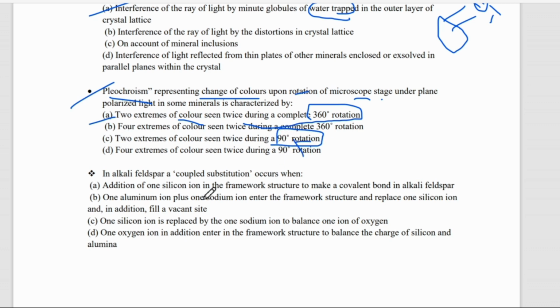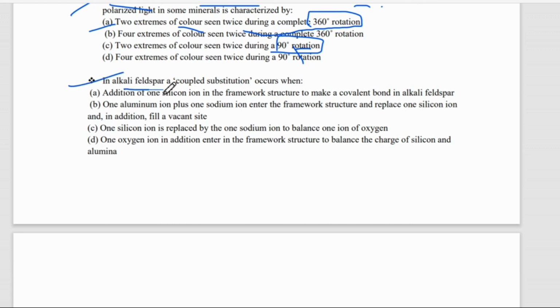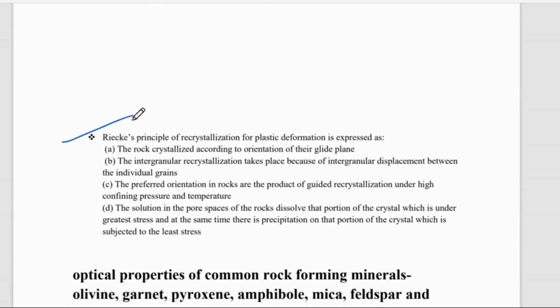So it is wrong. Next is in alkali feldspar, a coupled substitution occurs when one aluminium ion enters into the framework structure and replaces one silicon ion, and in addition fills a vacant site. Next is Riecke's principle.